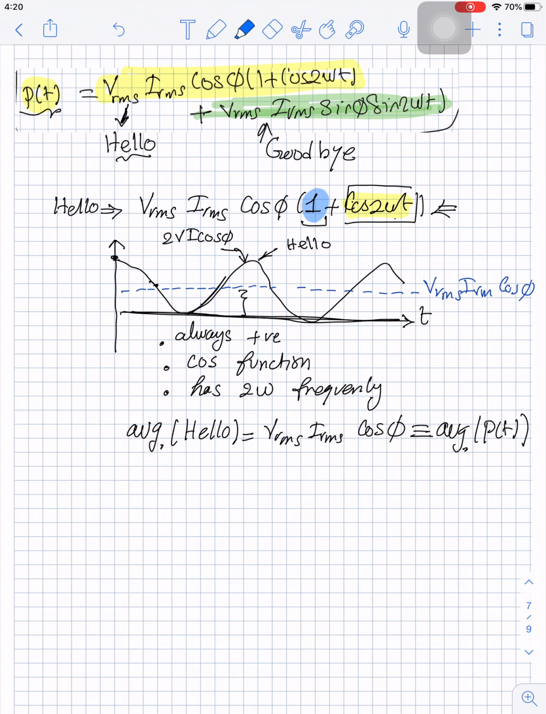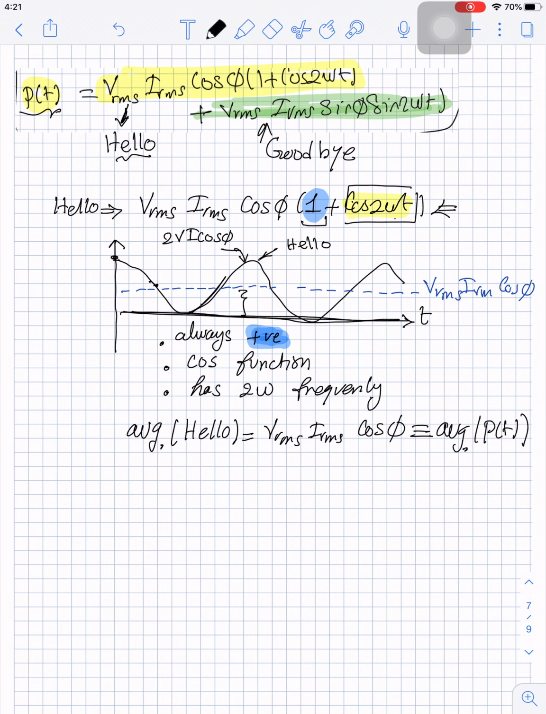And the hello function is always positive. What is the meaning of always positive? This power is always consumed. This hello power is always going from the source to the load. That's why this hello power is productive. It goes from electrical to non-electrical, and then you lose it. If you have a motor, the hello power is the power that is converted to torque. If you have a heater, the hello power is the power that is converted to thermal energy. So this is the power that goes from electrical and then disappears.